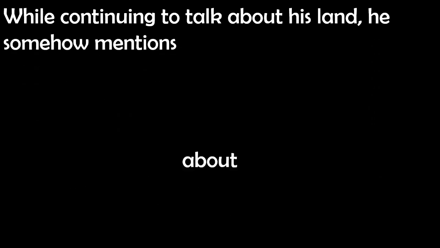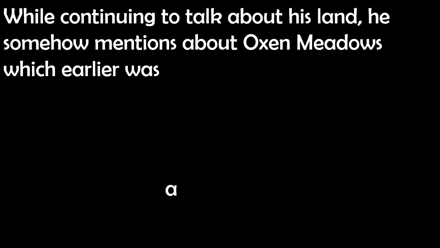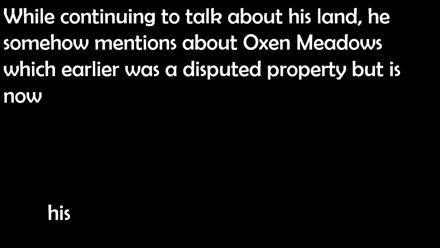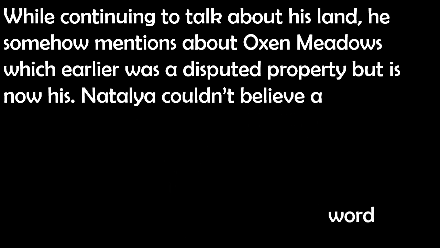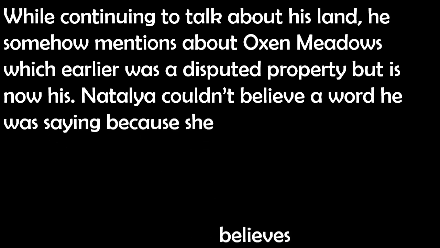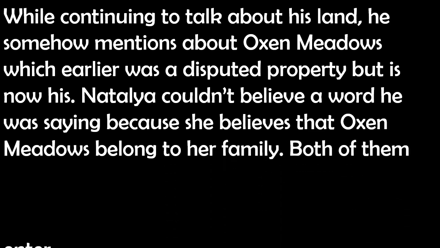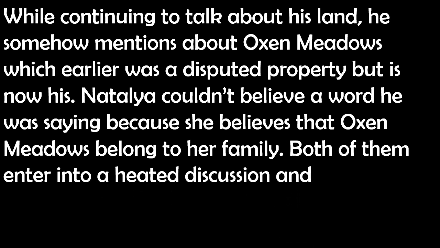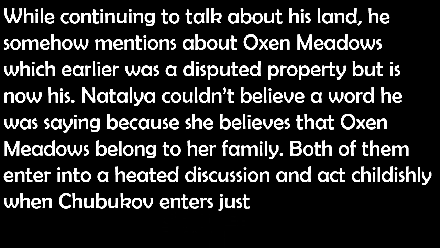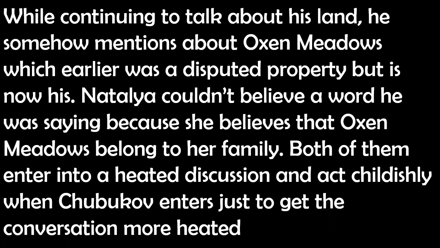While continuing to talk about his land, he somehow mentions about Oxon Meadows, which earlier was a disputed property but is now his. Natalia couldn't believe a word he was saying because she believes that Oxon Meadows belonged to her family. Both of them enter into a heated discussion and act childishly when Chubukov enters just to get the conversation more heated. As Chubukov took his daughter's side, he supported her and he also said yes, Oxon Meadows were theirs.